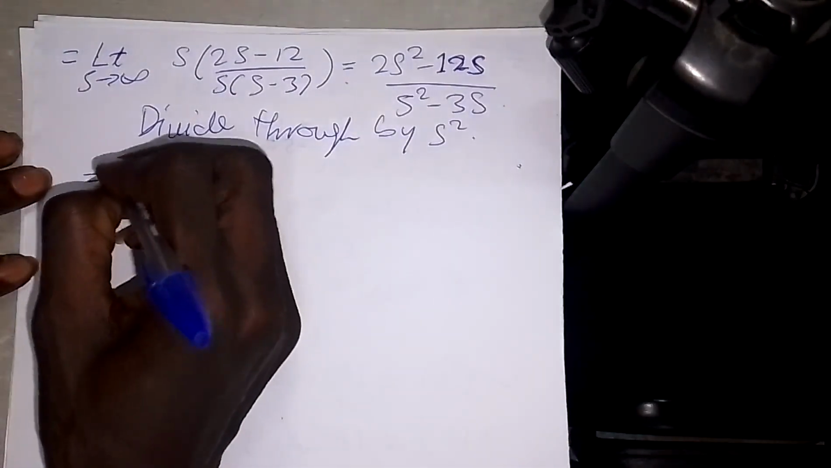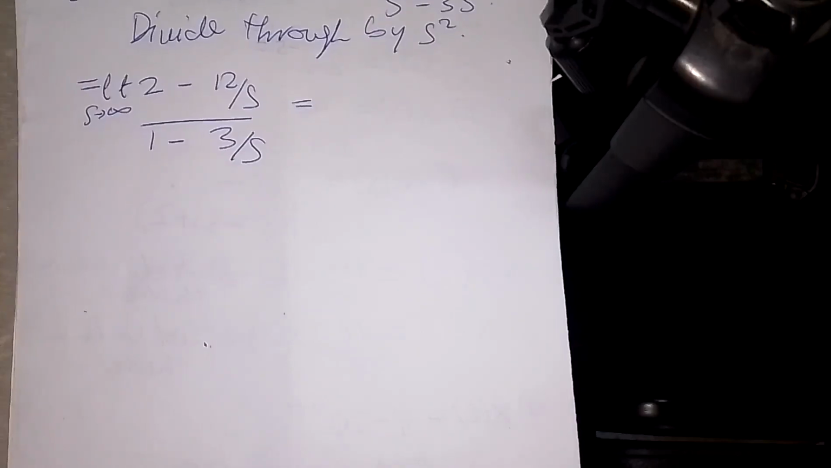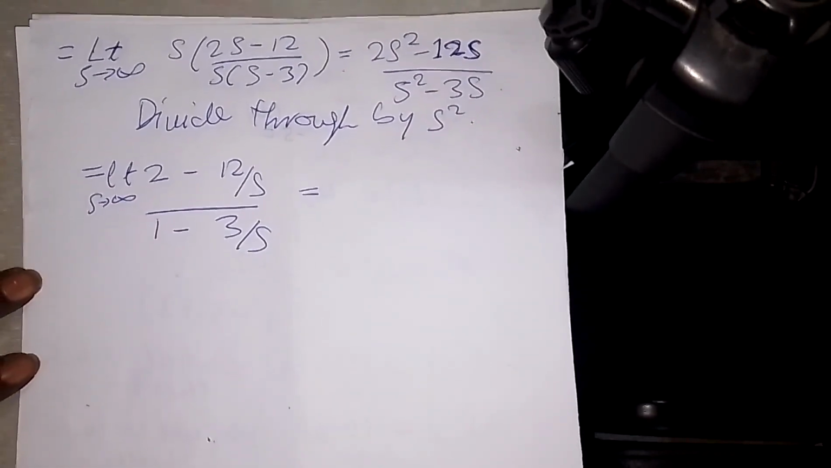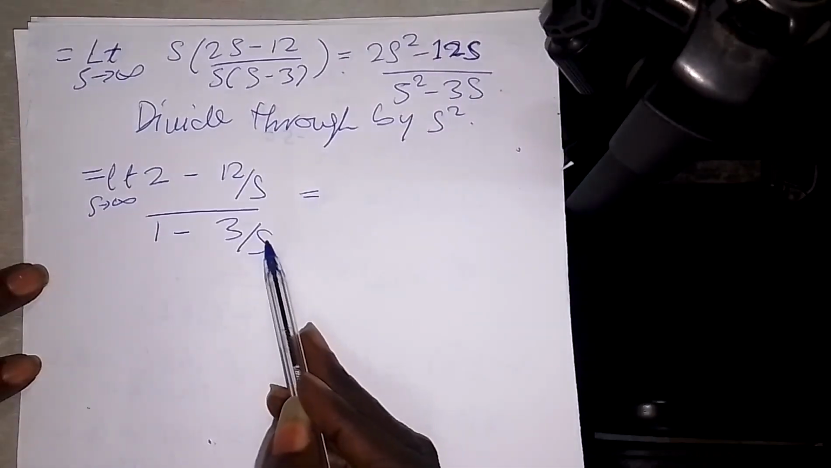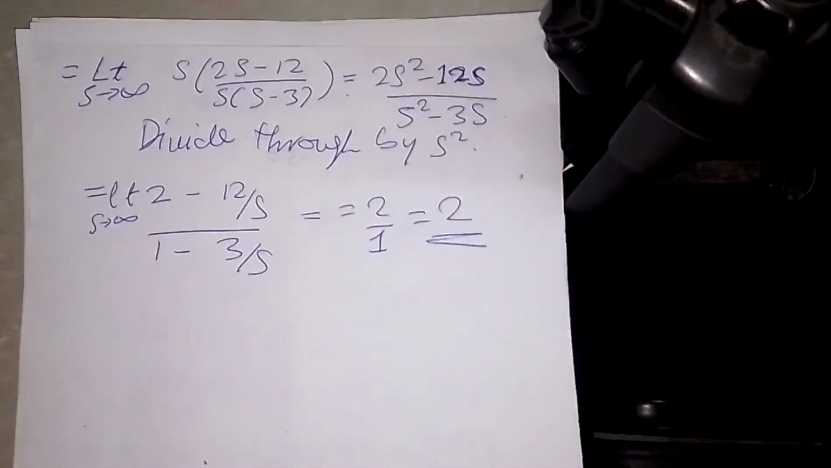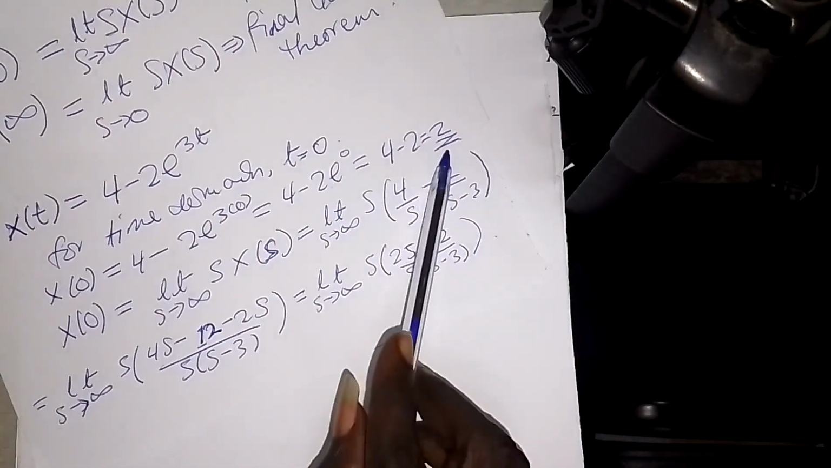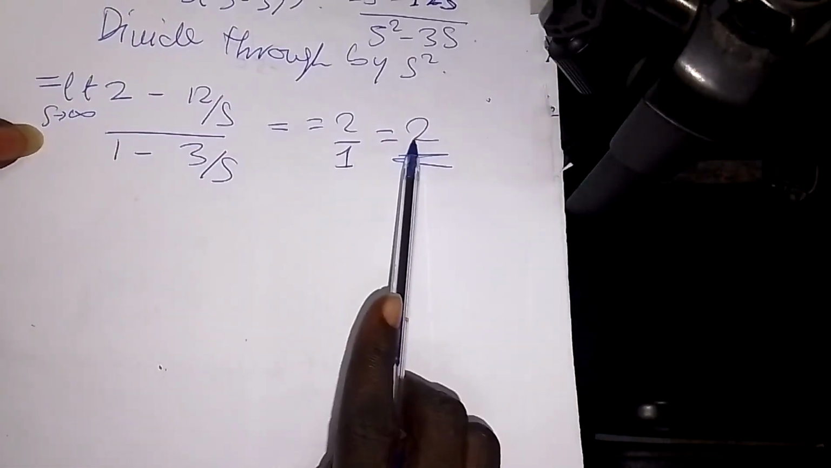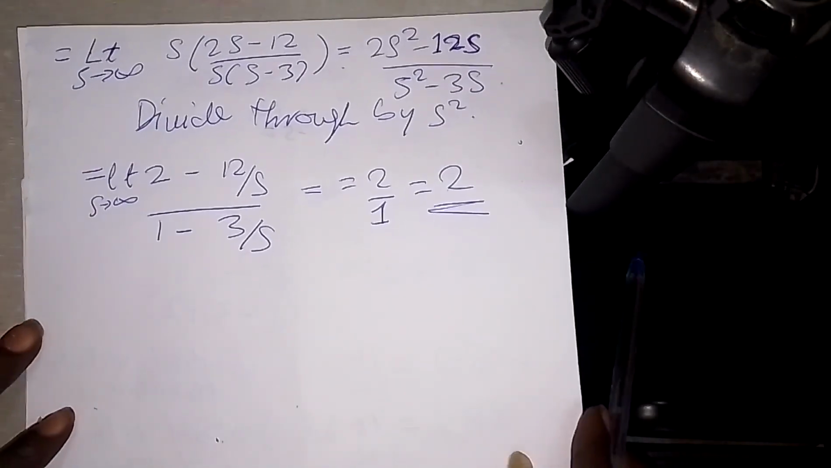Now the limit as s approaches infinity. In this particular sense, if s is infinity, then 12 over s becomes 0, and 3 over s becomes 0. So I'll have 2 over 1, which equals 2. So you can see that in the time domain I got 2, and in the s-frequency domain I also got 2. So my answer is very correct. Now let's continue from here.